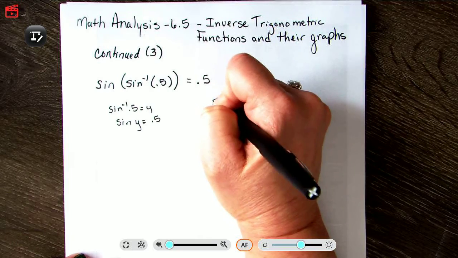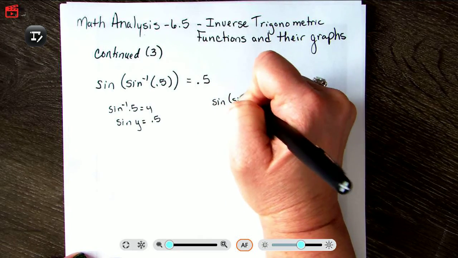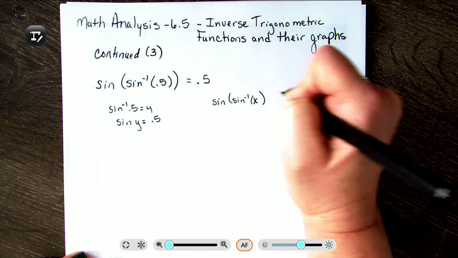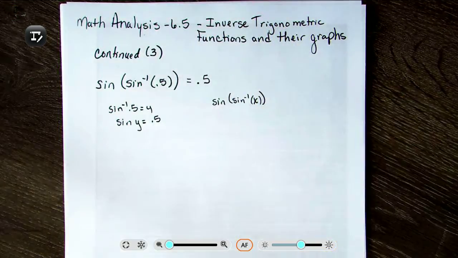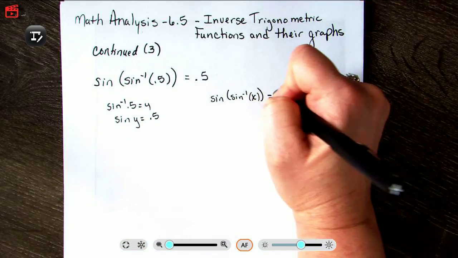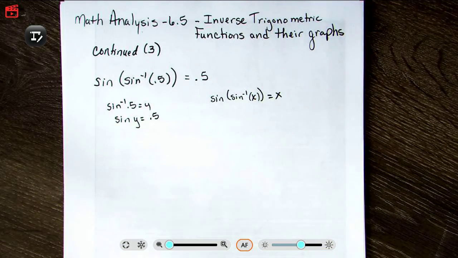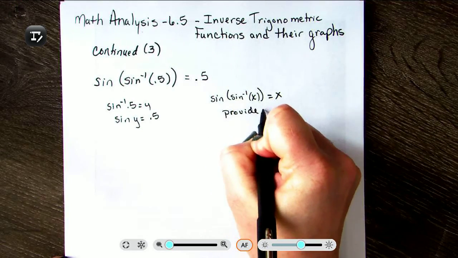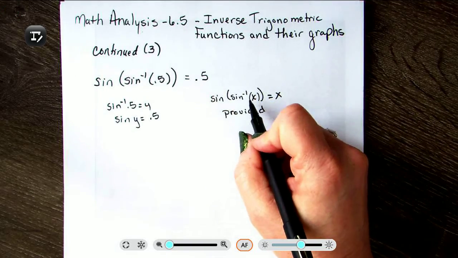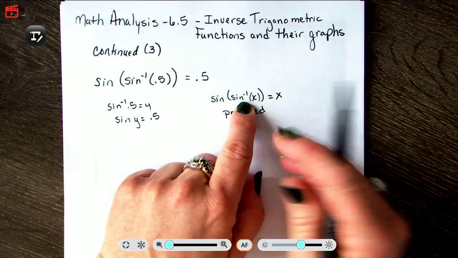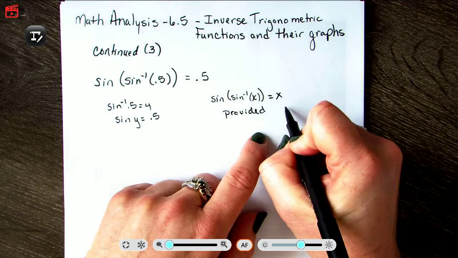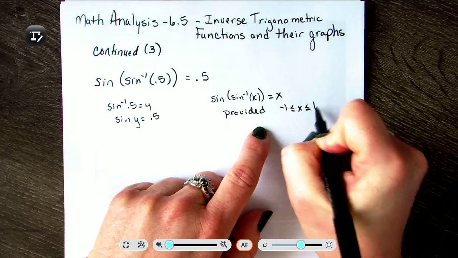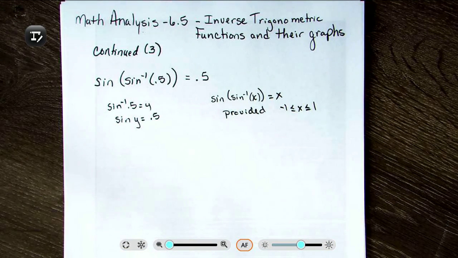So the sine of the inverse sine, or the cosine of the inverse cosine, or the tangent of the inverse tangent, will be this x value, provided x is in the domain of what you're starting with, okay? Because we have to be able to figure that out first. So we have to make sure that x is in that domain so that we have a valid answer.